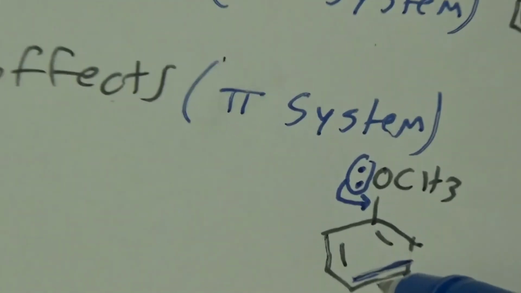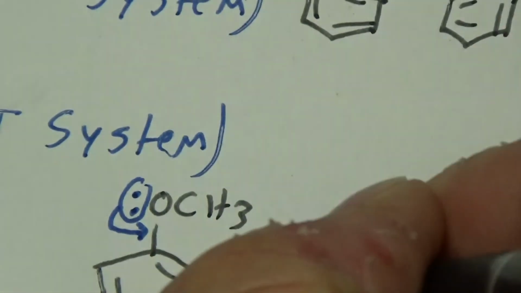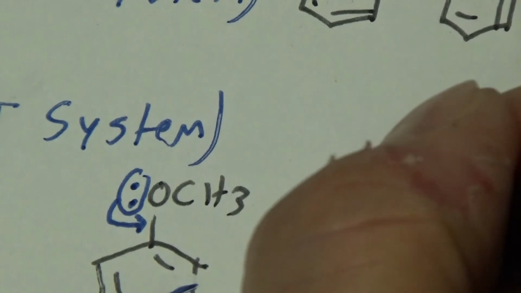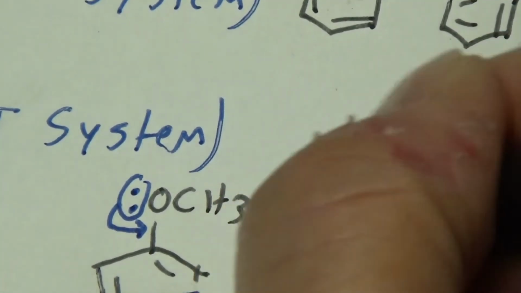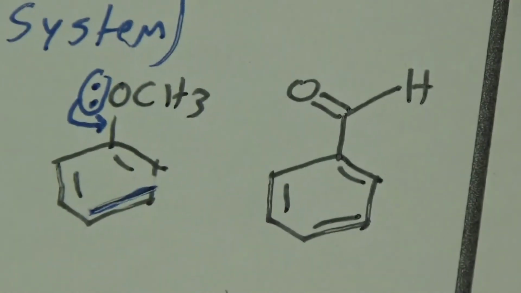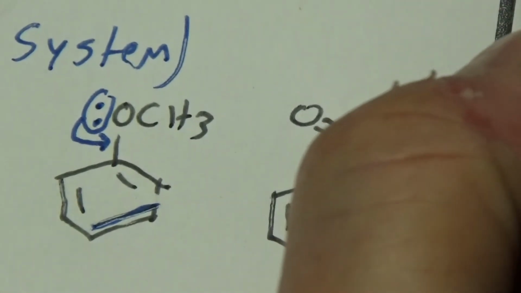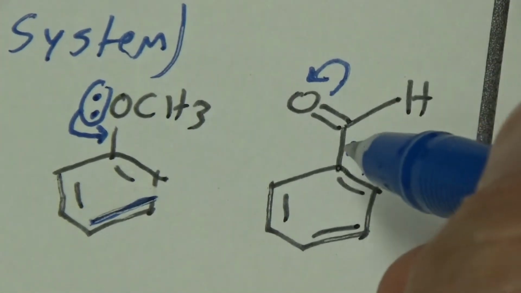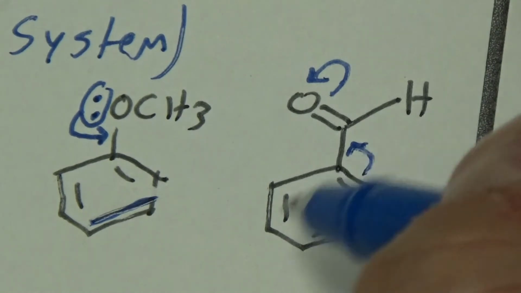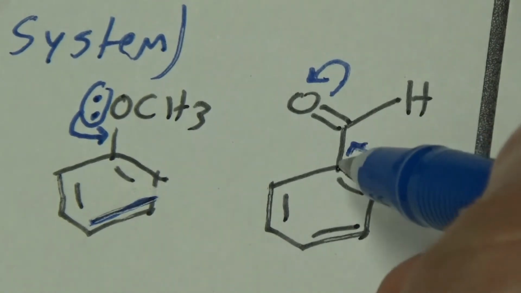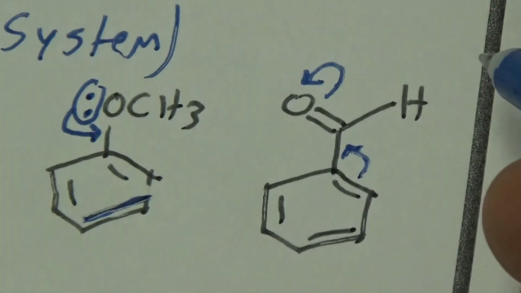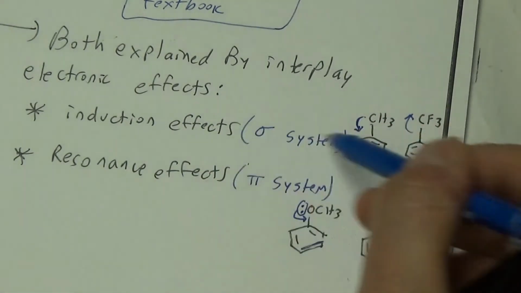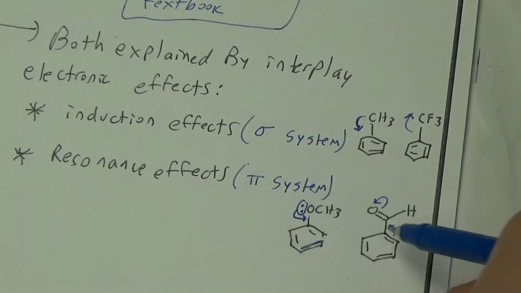And what's the opposite? If we have, just as an example, an aldehyde, this can pull electrons toward it. This double bond here can pull electrons from the benzene to make a double bond there, break this, and make another double bond. So in a nutshell, these are examples of inductive effects, and these are examples of resonance effects.